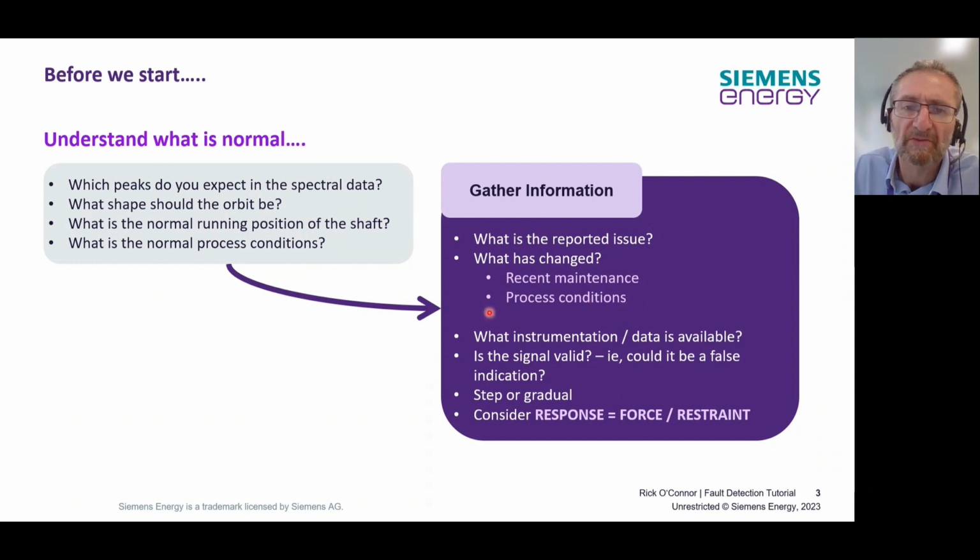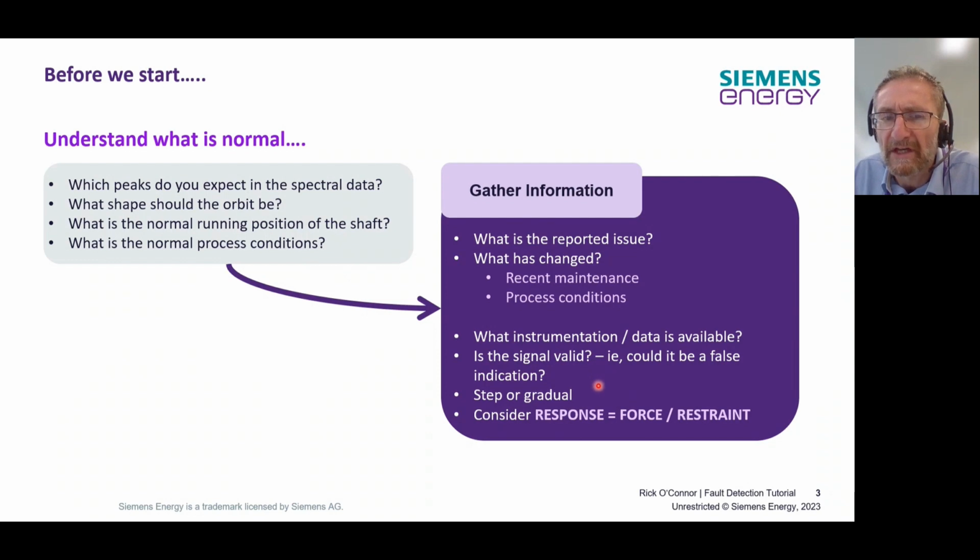It's worth finding out what instrumentation is available and what's fitted on the machine, and is it working? What data is available? Is the signal valid? Could it be a false indication? Many vibration faults turn out not to be a vibration fault initially at all. A lot of them are instrument issues.